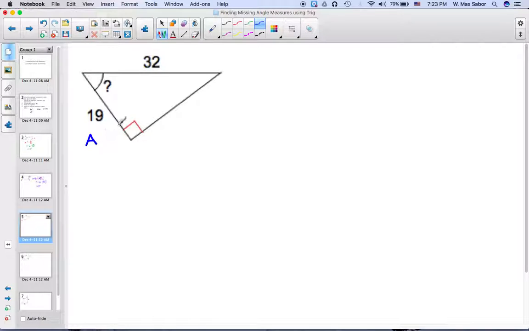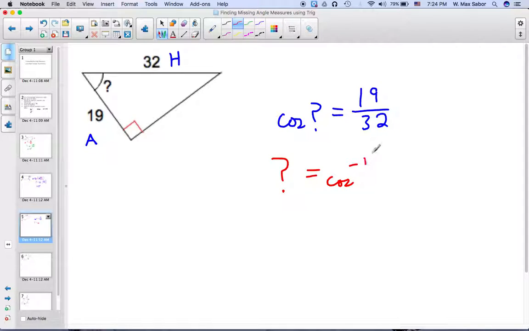Here we have the adjacent and the hypotenuse, so that's cosine. So we'll have to use arc cosine in order to find the angle. We take the arc cosine of both sides: arc cosine of 19 over 32. So arc cosine of the ratio gives us the angle measure. 19 divided by 32 is about 0.6, and then when we take the arc cosine of that, we get 54 degrees approximately.